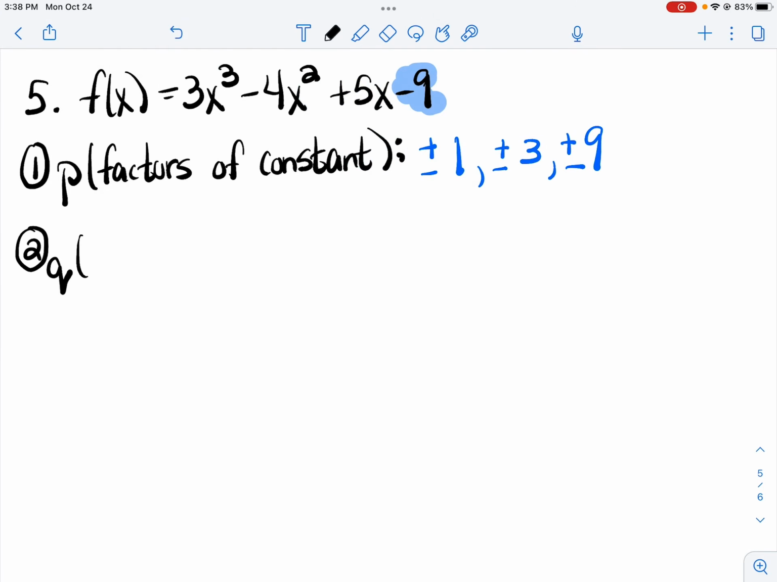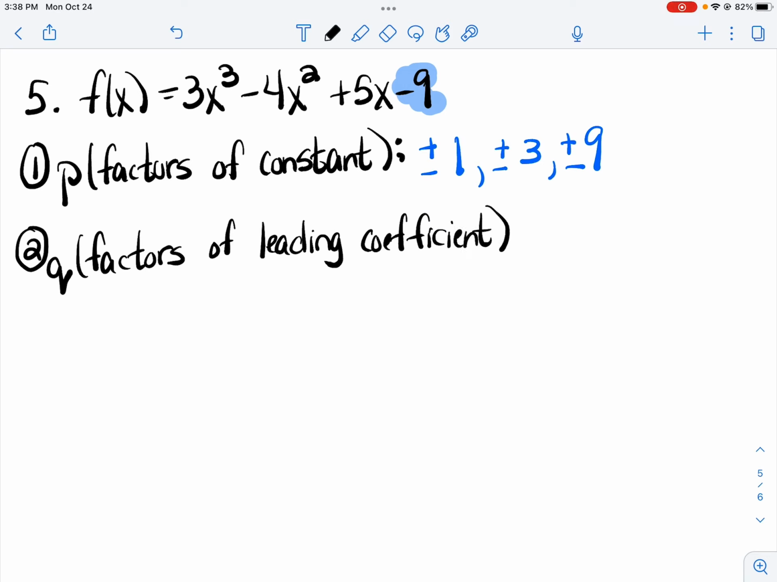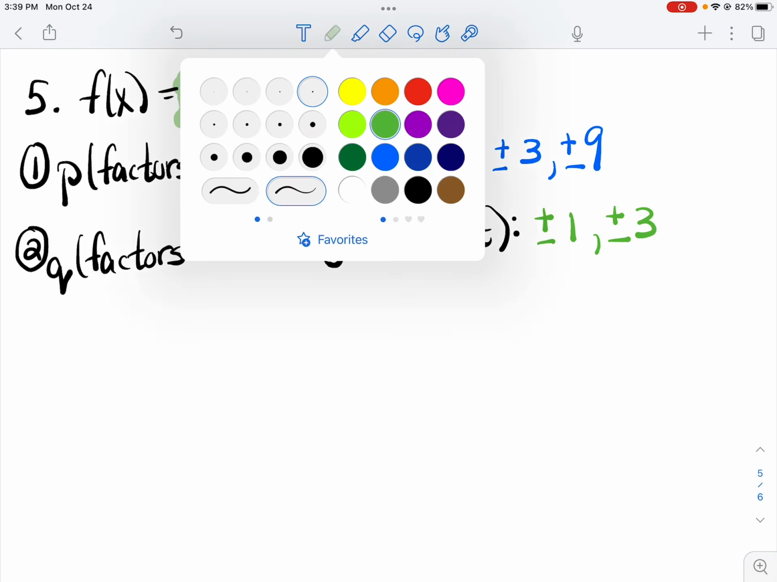Now my second step is to list Q. Q is the factors of what we call the leading coefficient. The leading coefficient is the number in front of the highest power. So here, 3. And I want to look at factors of 3. Well, the factors of 3 are 1 and 3. And to get the +3, I can multiply a +1 times a +3, or a -1 times a -3. So notice again, I've got those plus or minus.